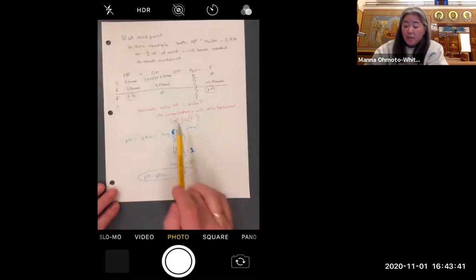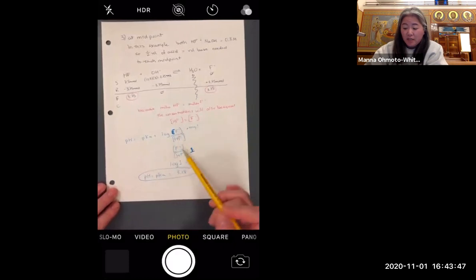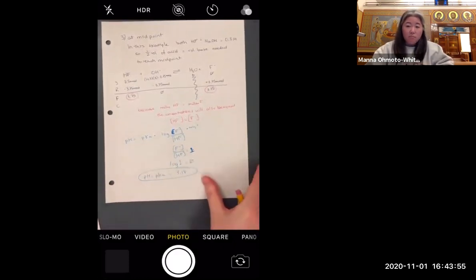So because my concentrations are equal, the log of this is going to be equal to that. That means that my ratio is going to be equal to 1. The log of 1 is equal to 0. So my pH equals my pKa, which we said before.